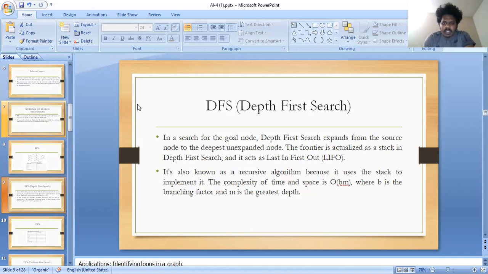And DFS, depth first search. In a search for the goal node, depth first search expands from the source node to the deepest unexpanded node. The fringe is implemented as a stack in depth first search, and it acts as last in first out, LIFO. It is also known as a recursive algorithm because it uses the stack to implement it. The complexity of time and space is given in terms of b, the branching factor, and m, the greatest depth.